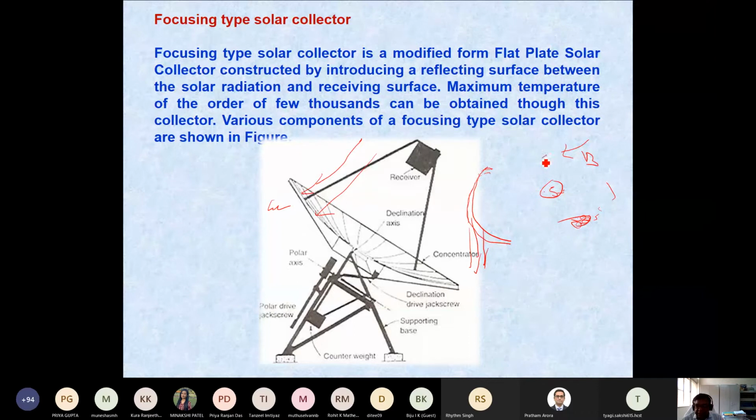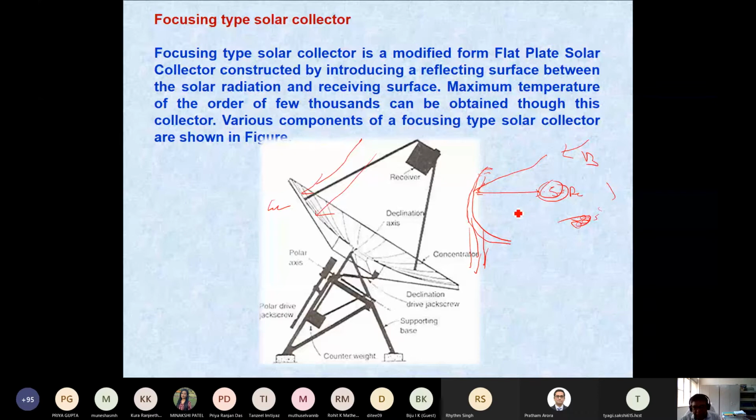So what happens is that when this beam radiation falls on the receiving surface, it will be reflected back onto the receiver. That receiver is of a smaller area than this. So that means you are concentrating the energy, and you can get the high temperature. That is the basic modification in the flat plate collector, to have the focusing type solar collector in order to achieve the higher temperature.